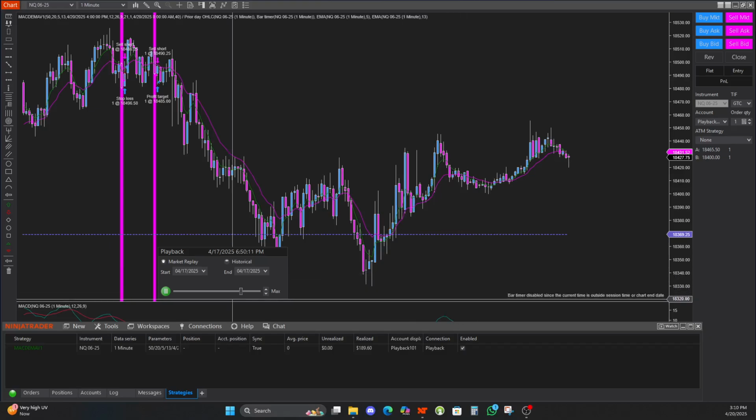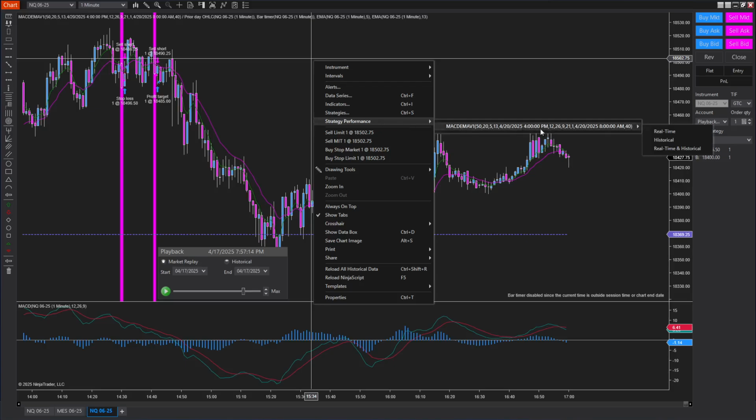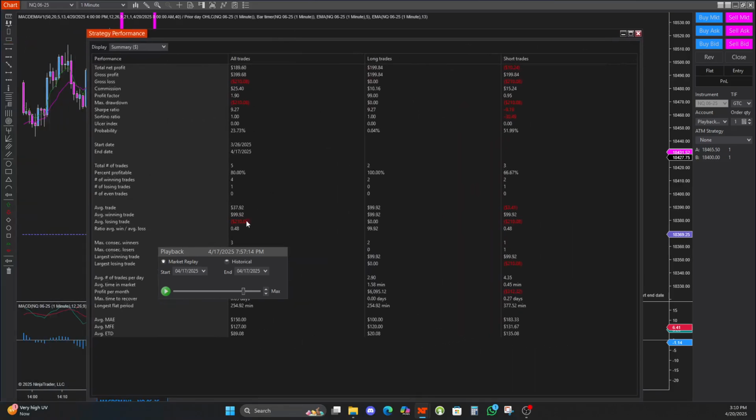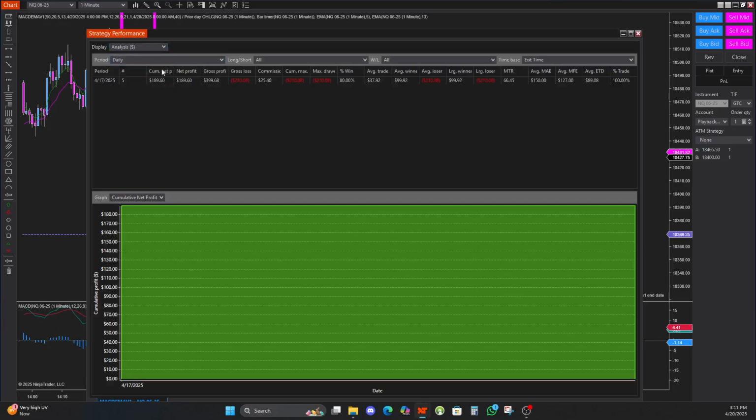So if we pause that and go back to the performance, let's move this away. All right, so we're looking at a profit factor of 1.9, which is pretty good. It took 5 overall trades, and 4 of them were winners, 1 of them was a loser. You know, 80% profitability is not something that I'm going to argue with.